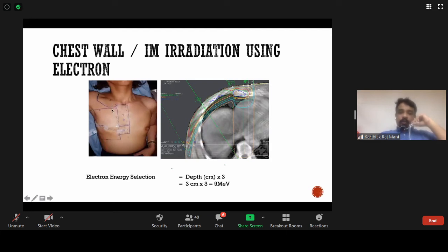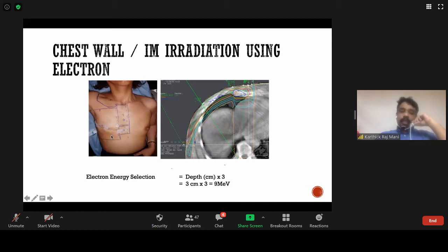Okay, so normally we give a gap. I will talk about this gap in my following slides. When you have an electron-electron junction and when you have an electron-photon junction, what is going to happen? We have to clearly understand. This information is really going to help reduce the hotspot, or otherwise this junction is going to be a very crucial area when you do an electron-electron or electron-photon junction.